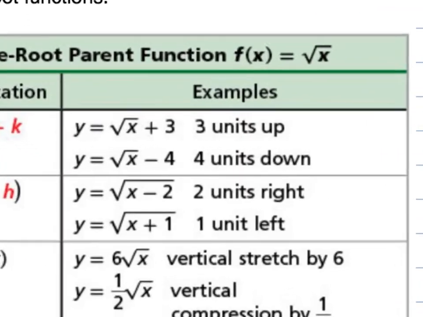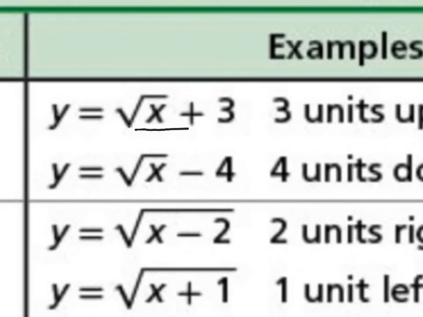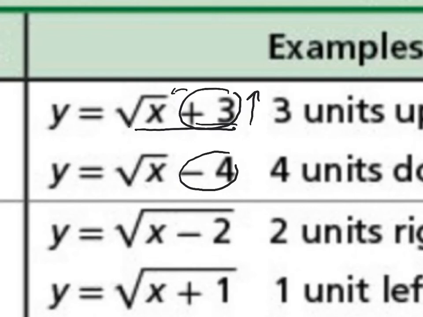So notice here, I took this square root and I added 3 to it. When you have a number that is being added and it is outside of the radical, it's going to move it 3 units up. That's a plus 3, then it goes 3 units up. And notice this is outside of the radical and it's minus 4. That's going to move it 4 units down.